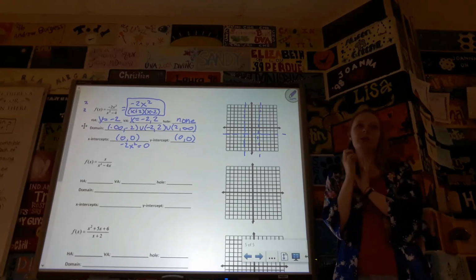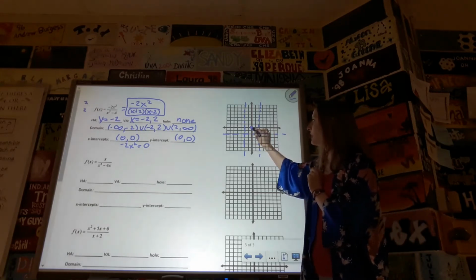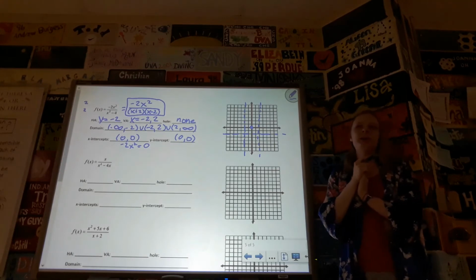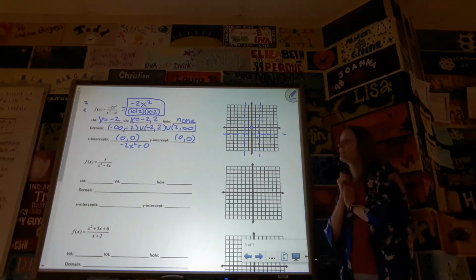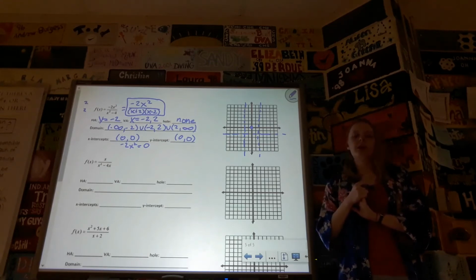The next thing you're going to do is graph any points that you already have found. So that would include the x-intercept and the y-intercept, which are the same point for us. So I'm going to graph the point at the origin, 0, 0, for the x-intercept and y-intercept at the same time.